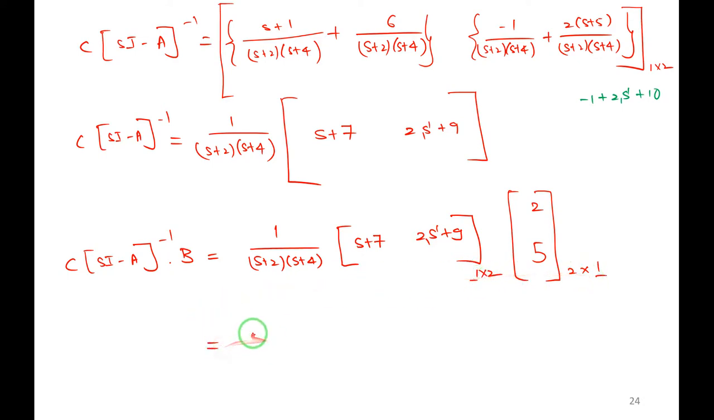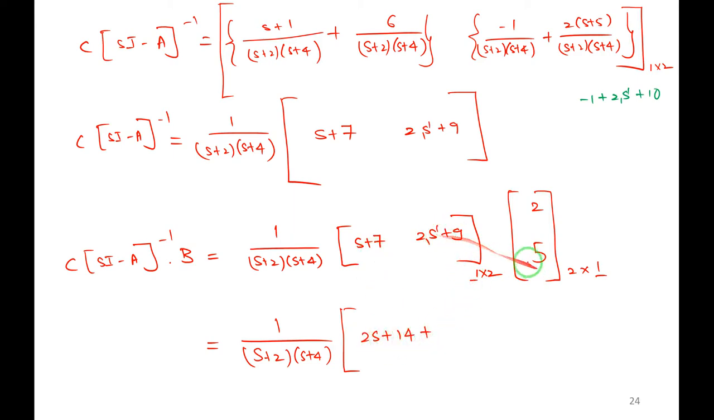So let me check what I will be getting. 1 divided by (S plus 2) into (S plus 4). So 1 cross 1 means only 1 row, 1 column. Only one element I will be getting. Right? So multiply first row with first column. 2 into (S plus 7). Let me multiply directly. First row, first column. 2 into S is 2S, plus 2 sevens are 14.